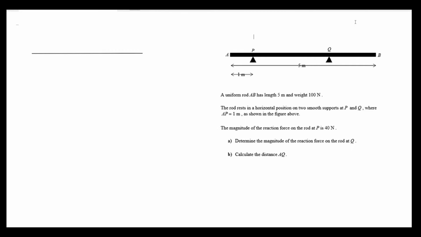We're told that AP is 1 meter, so I'm going to add that onto the diagram. And since we were told that this is a uniform rod, I'm going to be able to model the weight right here at the middle, which is 2.5 meters away from the left-hand edge. So I can add in these lengths here. I know that this is going to be 1.5, but this is actually unknown.